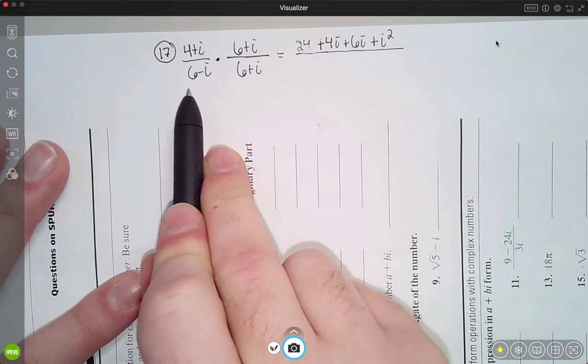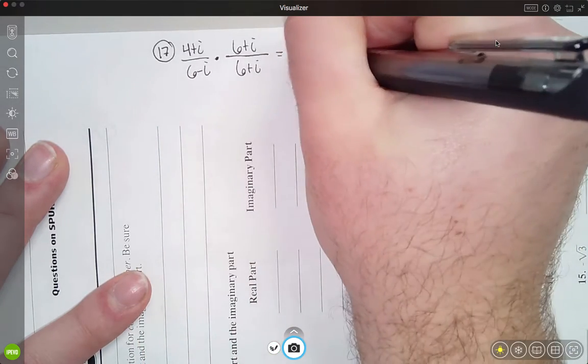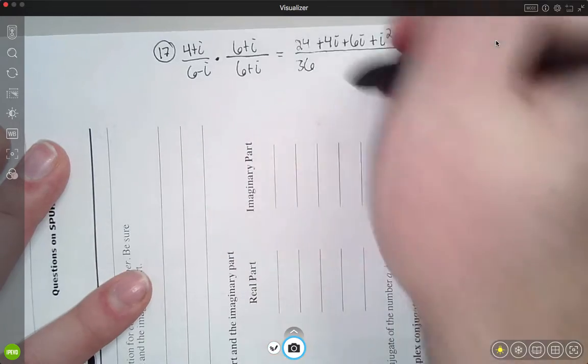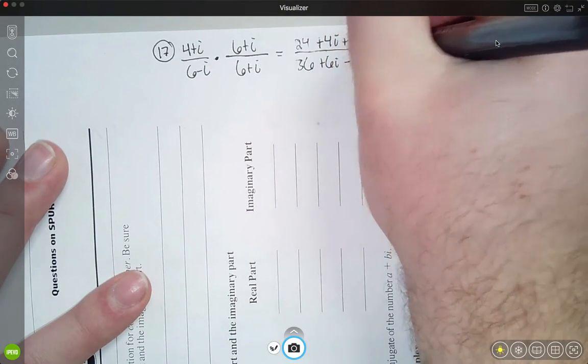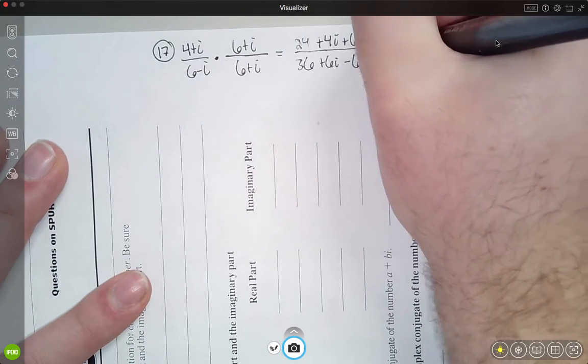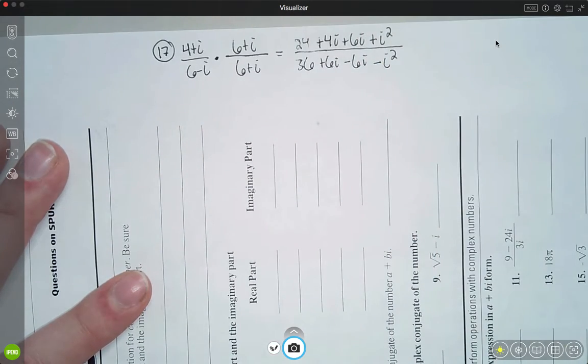I'm going to multiply on the bottom first though. So 6 times 6 gives me 36. 6 times i is 6i. Negative i times 6 is negative 6i, and negative i times i is a negative i squared.